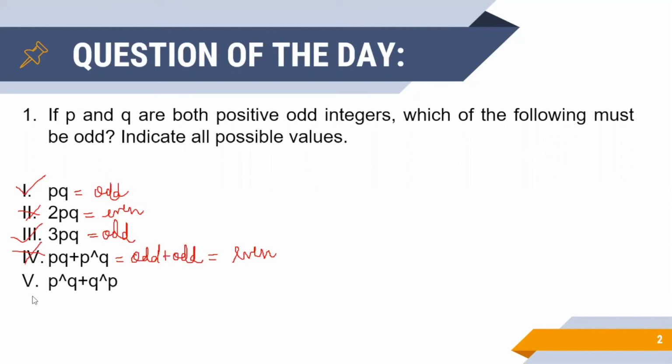Next, option 5, that is P to the power Q plus Q to the power P, implies an odd number added to another odd number, that is, it will produce an even number. And hence, we can safely eliminate option 5 as well, thus leaving us with 1 and 3 as the correct answers. In case you have any doubts, you can actually substitute values for P and Q and check, and in all cases, you will see that 1 and 3 are always odd.